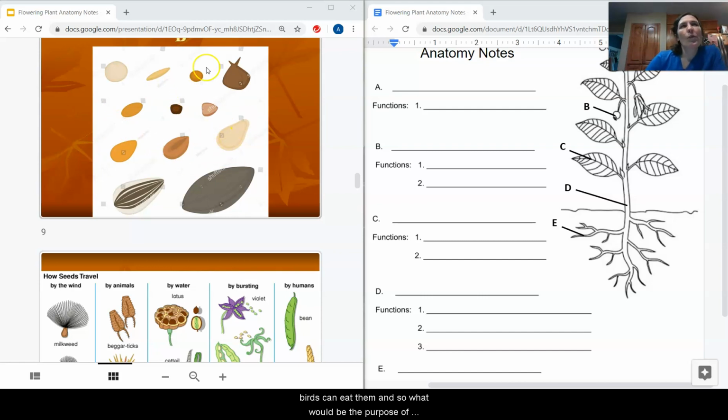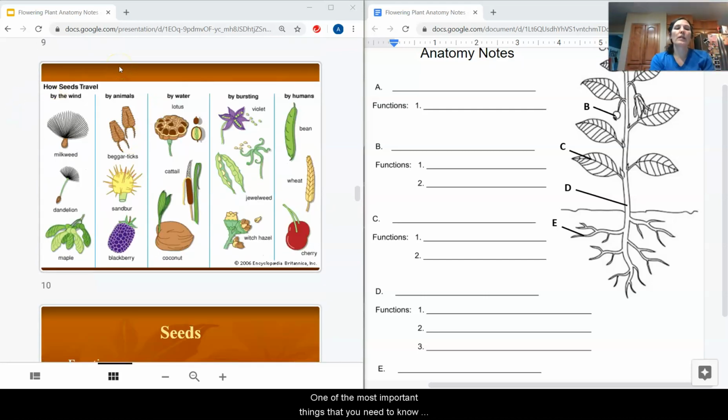And so what would be the purpose of eating the seed? Well, sometimes they're covered in a very thick outer covering. And so when you eat it, it actually helps disperse the seed. So one of the most important things that you need to know about a seed is it's the baby. Okay. And plants don't want to drop their baby right underneath them, because then the baby and the mother plant are then fighting for food. Okay. They are competing for resources, water, sunlight.